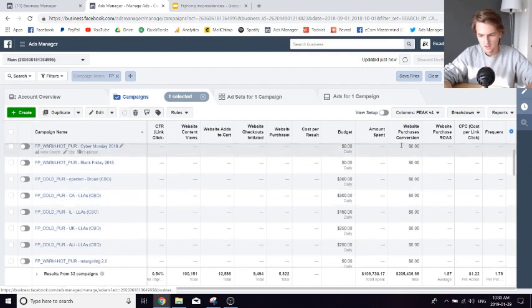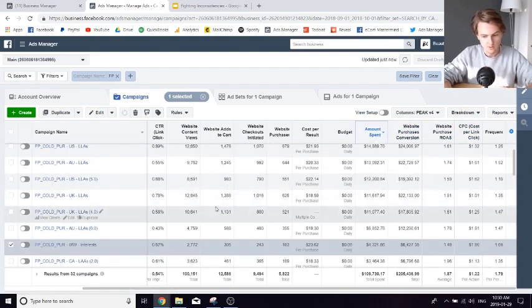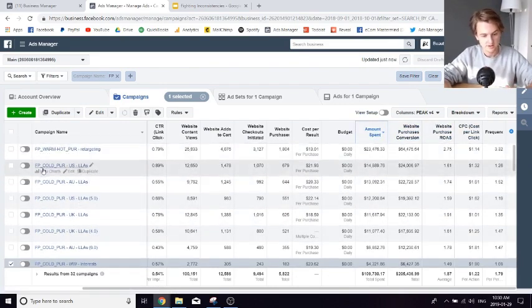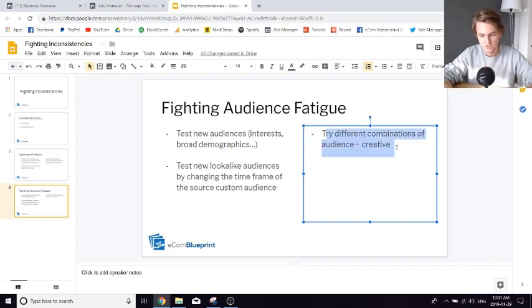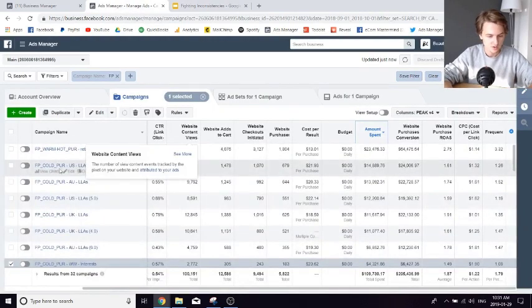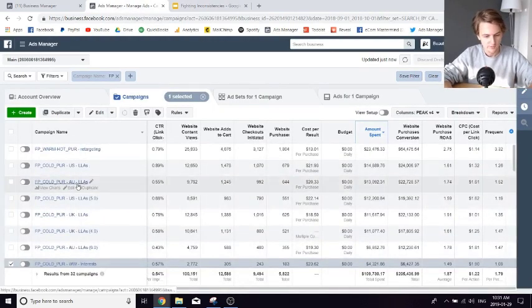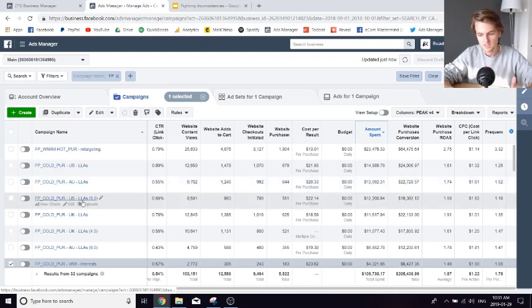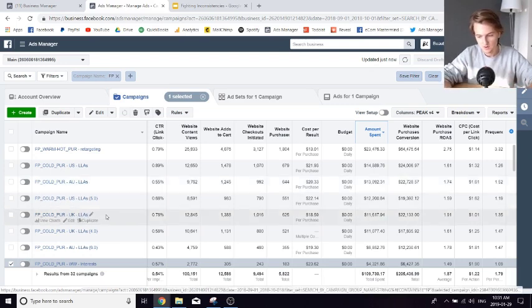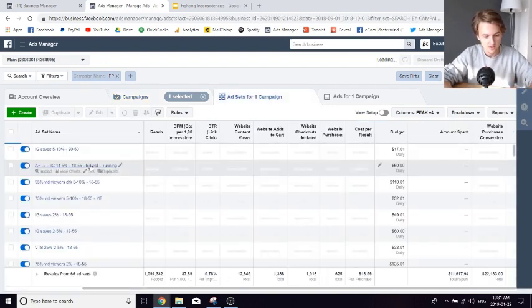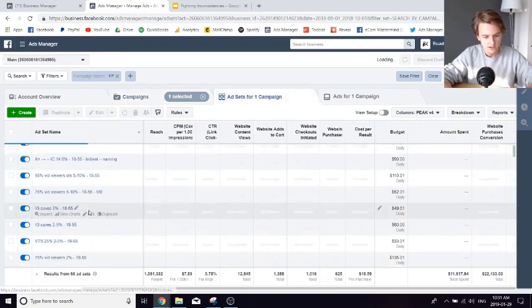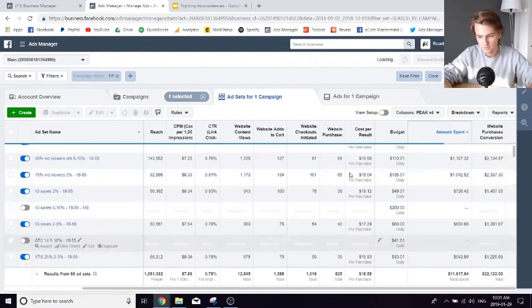Now, let's see what else I was doing. So I was also creating a bunch of different lookalike audience campaigns for my best country. So this is what I was saying here about trying different combinations of audience plus creative. So I was creating new lookalike audience campaigns for individual countries, and then I was testing different creatives. And so also that didn't work that well, but sometimes it did, like this one right here, the UK lookalikes. This one seems like it was doing pretty well.